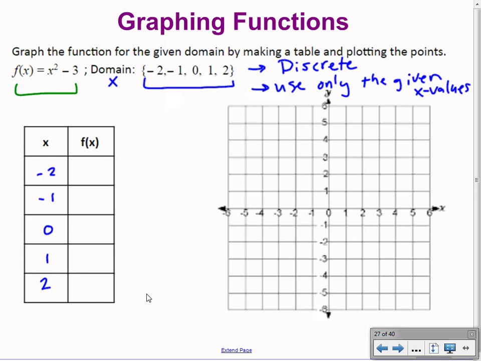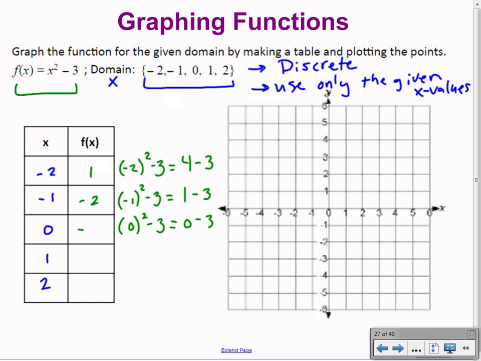So we're going to do this off to the side. Our function is x squared minus 3. So let's plug in -2. So -2 squared minus 3 would give us 4 minus 3, which is 1. Okay, let's plug in -1. -1 squared minus 3. So that would give us a positive 1 minus 3, which is -2. We're going to plug in 0. So 0 squared minus 3, that would give us 0 minus 3, which is -3.